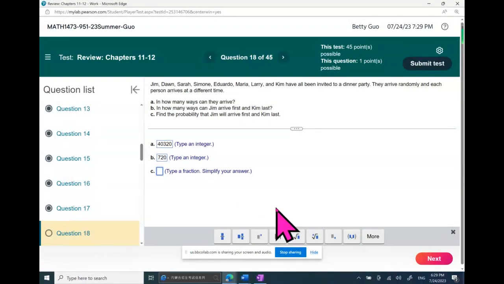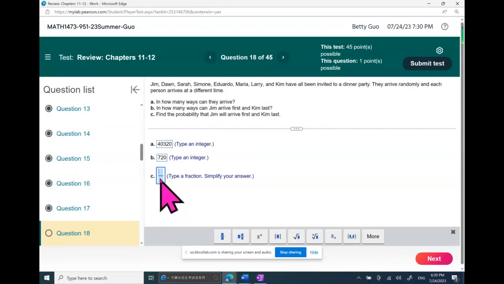Okay. And part C, find the probability that Jim will arrive first and Kim last. Type a fraction, simplify your answer. This question you should not feel unfamiliar because you should have seen this type of problem multiple times in your homework assignments. Very good design because part A gives you the denominator. Part B gives you the numerator, right?